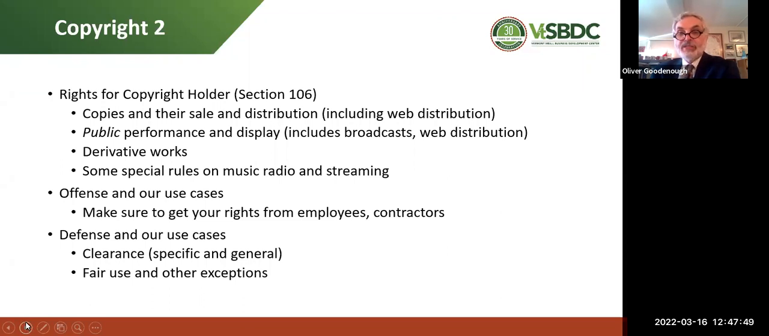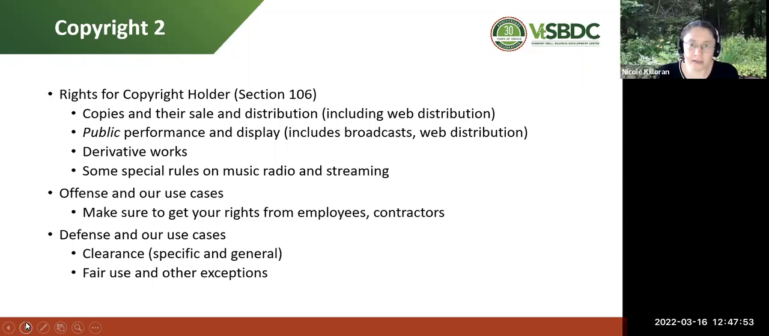Okay, any questions that we should be popping to now, Nicole? None in the chat, but I had one of my own. Can you give us an example of what might be fair use in some of these settings?